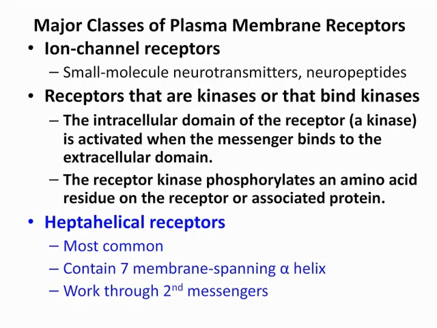Alright, so the third and final class of plasma membrane receptors are heptahelical receptors. They also go by the name G protein-coupled receptors, and they're the most common type of receptors in the plasma membrane. They are a 7-membrane spanning alpha helix, and they usually work through secondary messengers. We'll talk about this in the next slide.